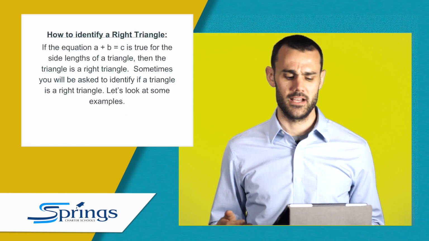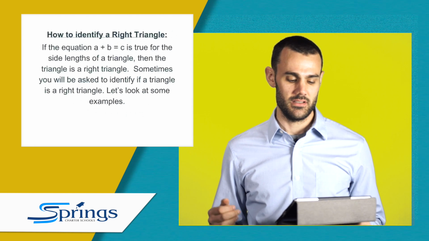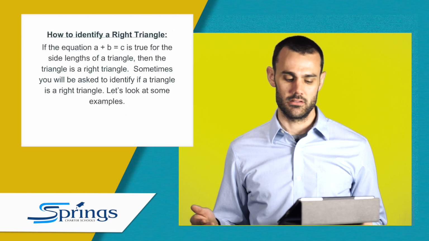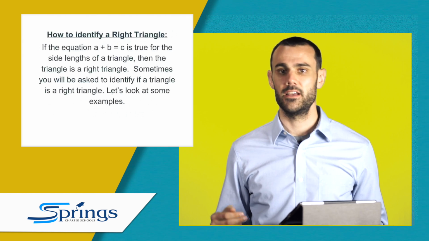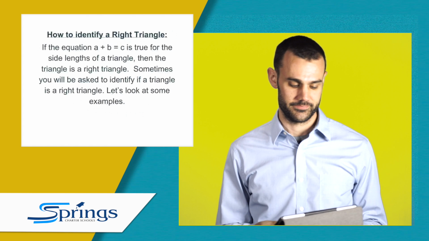So how do we identify if a triangle is a right triangle? If the equation a squared plus b squared equals c squared is true for the side lengths of a triangle, then the triangle is a right triangle. Sometimes you'll be asked to identify if a triangle is a right triangle. Let's look at an example together.